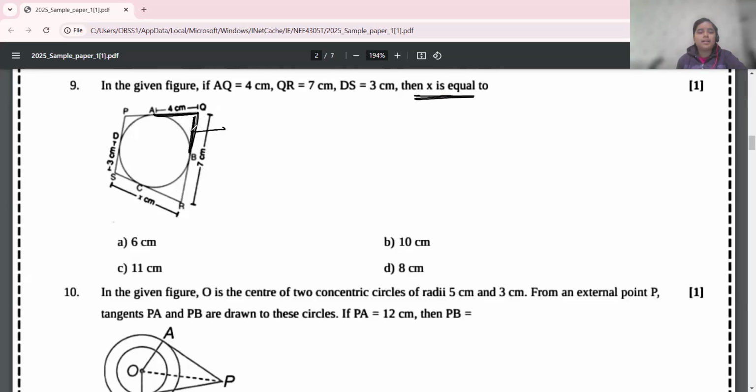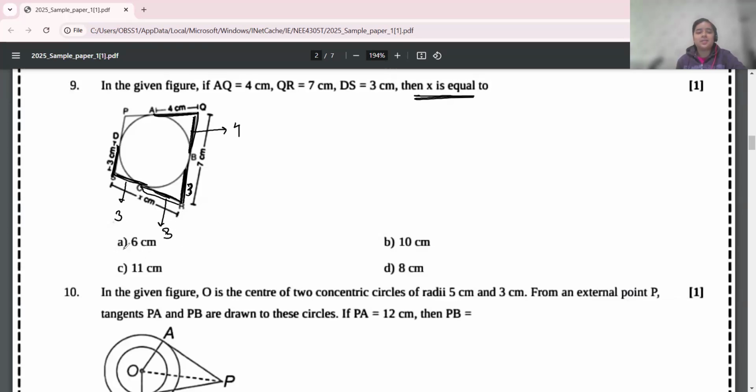Thus, this part is 4 centimeter. Now we given the whole is 7, this part is 4. So the remaining is 3. And again applying the same property, we can say that this part is also 3. Now coming from the other side, we have 3 centimeters given here as well, which means same property again. This part is also 3. Now what is x?